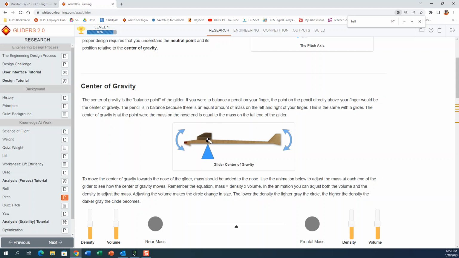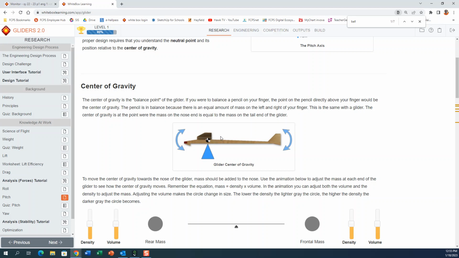So this blue spot right here means that to the left here, this weight is equal to the weight to the right. That's the balancing point. The balancing point and center of gravity are the same thing, okay? So where do we want that balancing point to be? Now, you see the wing right here?